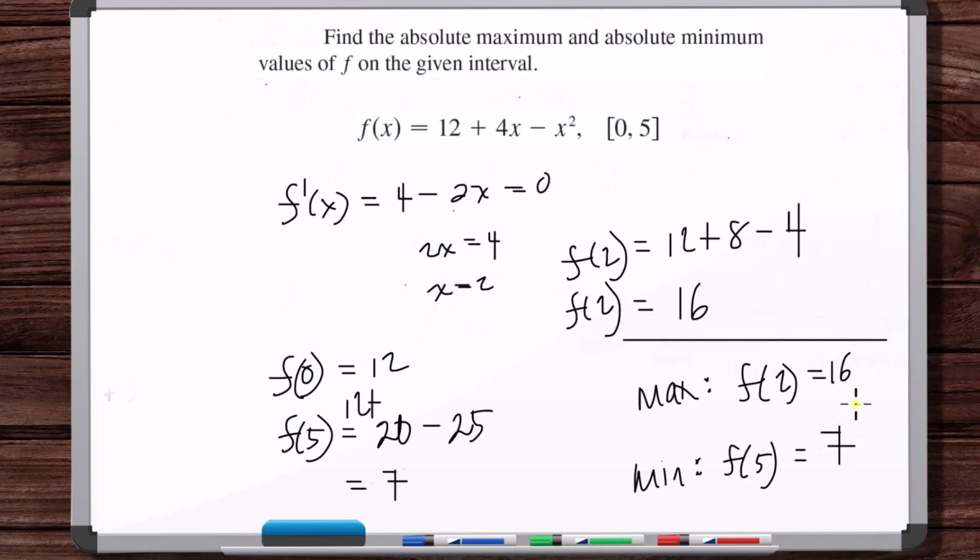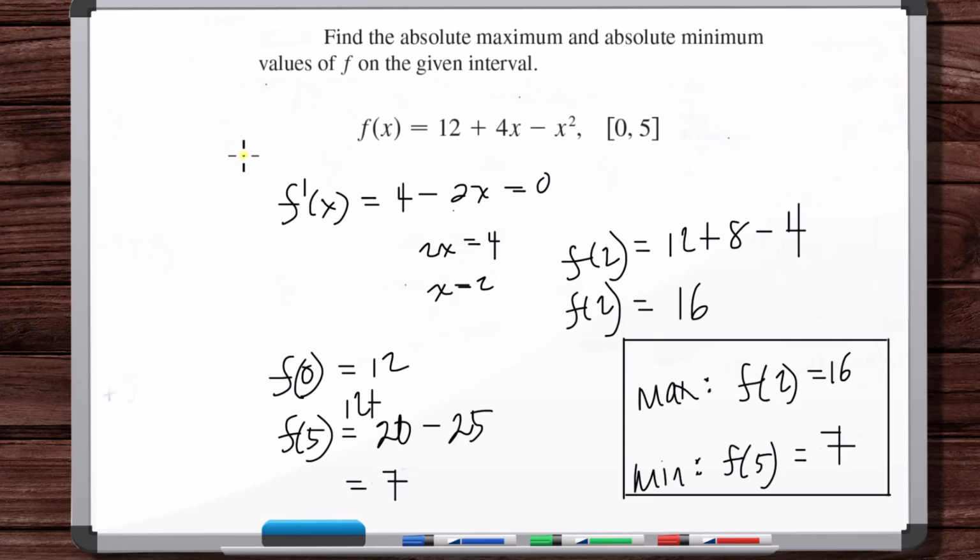Okay, so there's the global max and min. Okay, so why does this process work? How do we know that this is for sure the global max and min? Why does the extreme value theorem work? Okay, so we've got a closed interval on a continuous function.